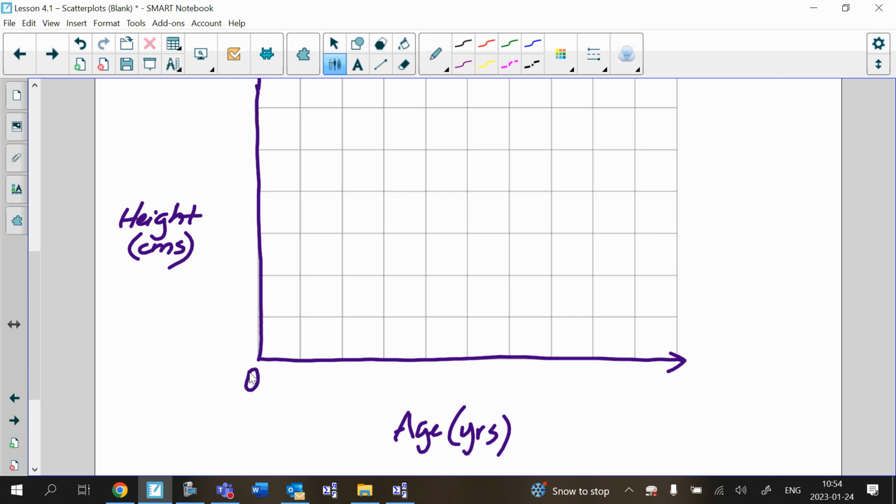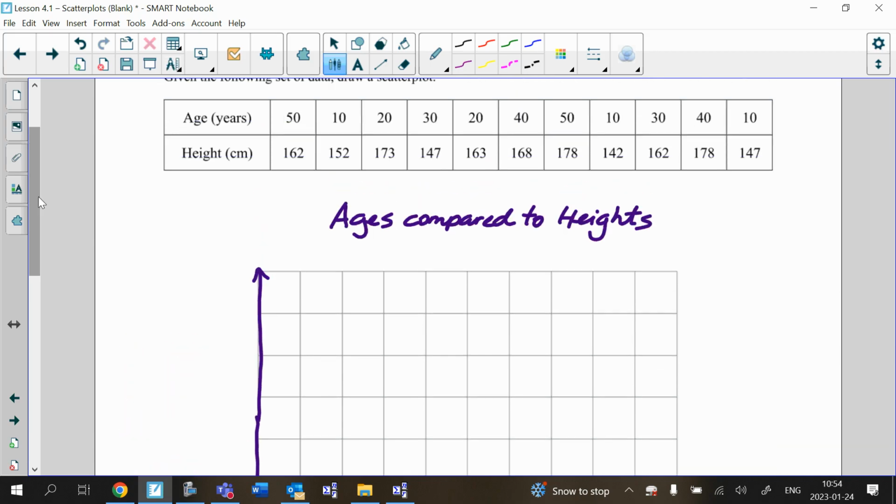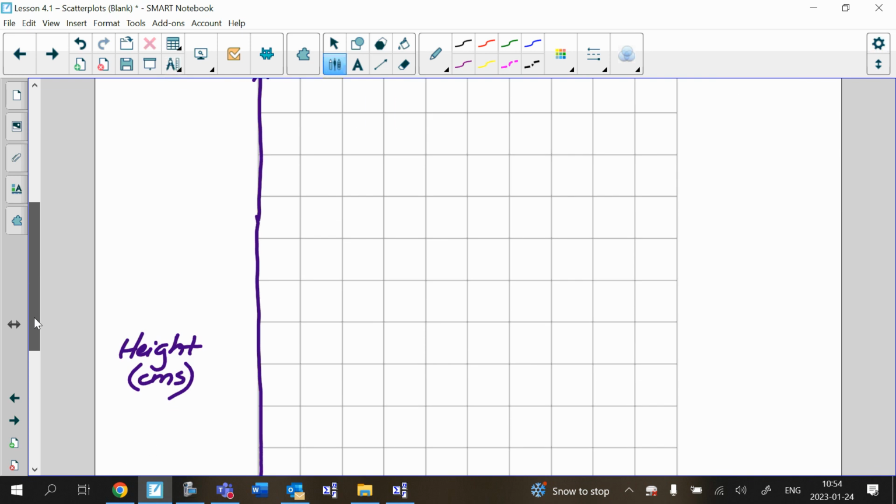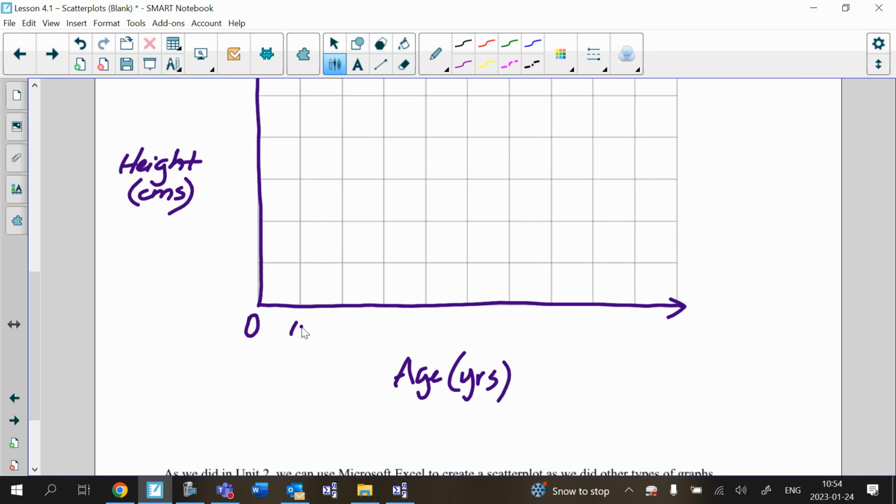Look at all the numbers for the age. I think it should be pretty obvious to you what we should go up by. What should be our scale? Come on. What? 10. Thank you. So 10, 20, 30, 40, 50.